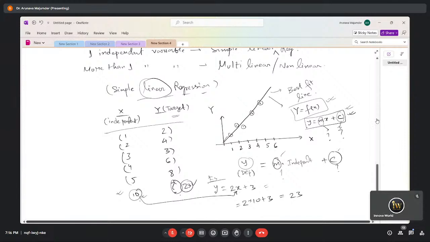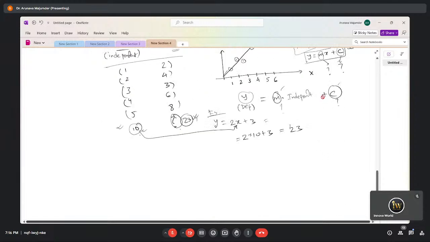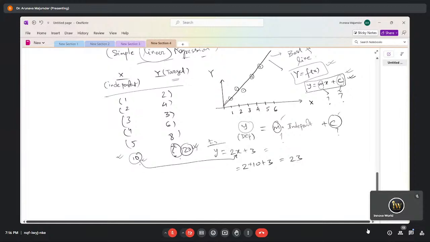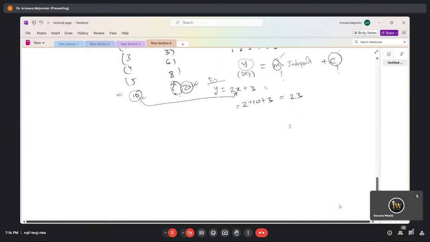So this is the estimation of simple linear regression. Now, what is simple nonlinear regression? In case of simple nonlinear regression, we will not plot the straight line. We have to plot any other curve.